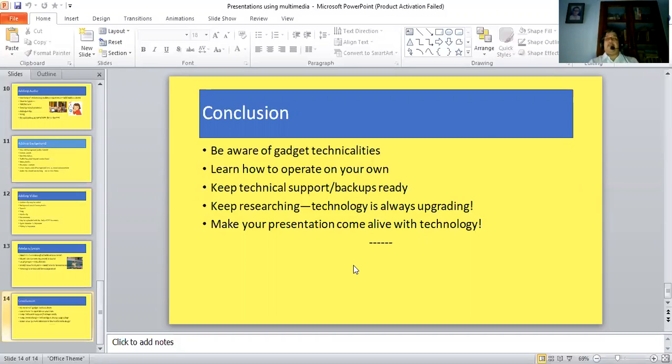So I hope I've been able to explain the various uses of technological aids and multimedia aids in enhancing the quality of the presentation. Your use of these technological aids will certainly add impact to the presentation which you will deliver, and I wish you all the best in creating meaningful professional presentations.